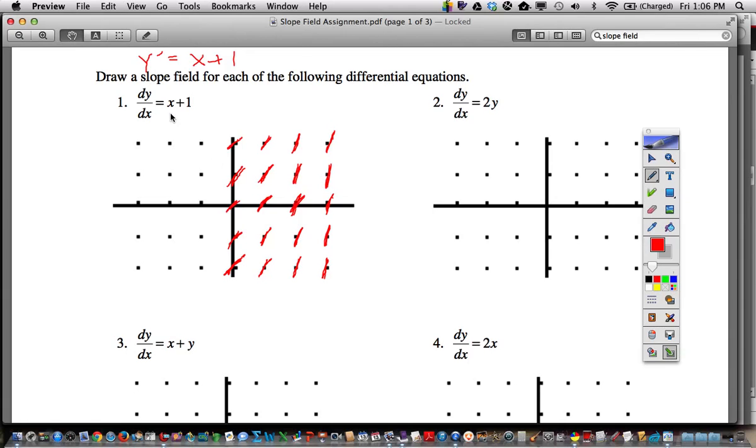Okay, and then we come back here to -1. -1 plus 1 is 0, so these should all be horizontal, right? When x is negative 1, it'd be horizontal. When x is negative 2, it'd be a slope of negative 1. So kind of a 45 degree. And then when x is negative 3, you get negative 2, which is steeper yet. Oops.